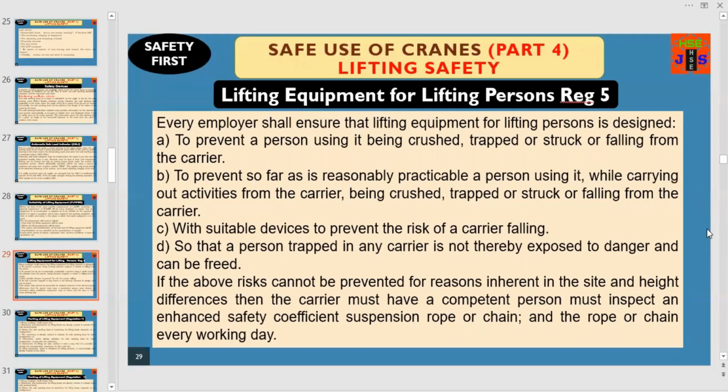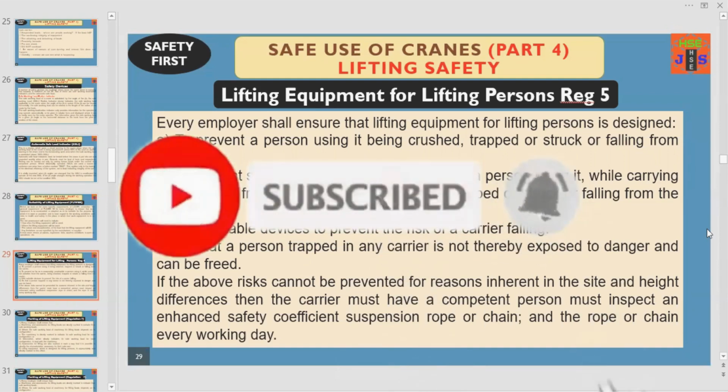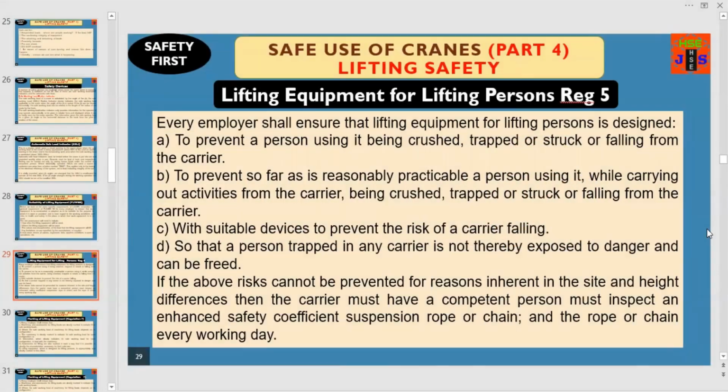Here I'm going to discuss now Regulation 5 of LOLER, that is about lifting equipment being used for lifting persons. Every employer shall ensure that lifting equipment for lifting persons is designed to prevent a person using it being crushed, trapped, or struck, or falling from the carrier.